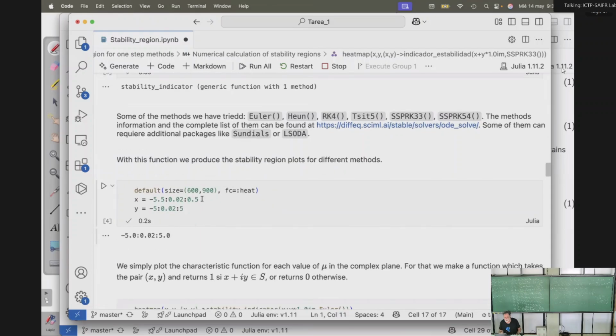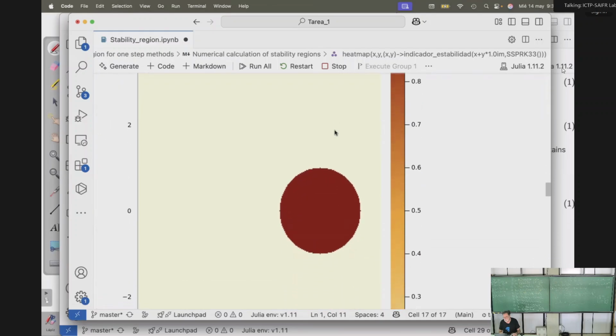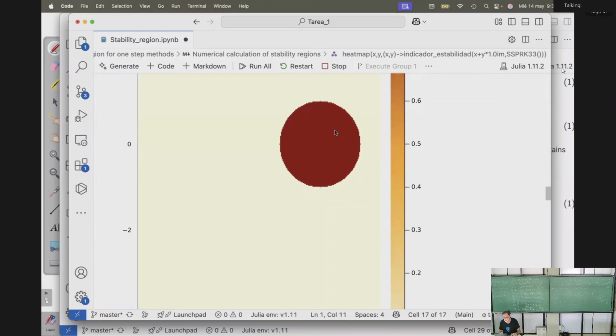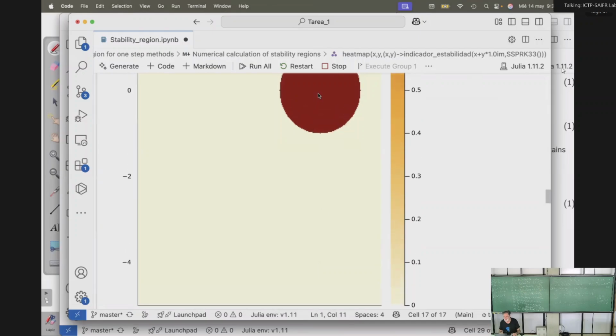So here you define a region where you want to plot the result, and then you use this plotting function, heatmap, that maps all the xy points into the stability indicator. The mu is here, the x is the real part, the y the imaginary part, and say you take Euler. And what you get is this thing here. You see the 0 is in this line, the -1 is in the middle, -1, 0, and this is -2, 0.